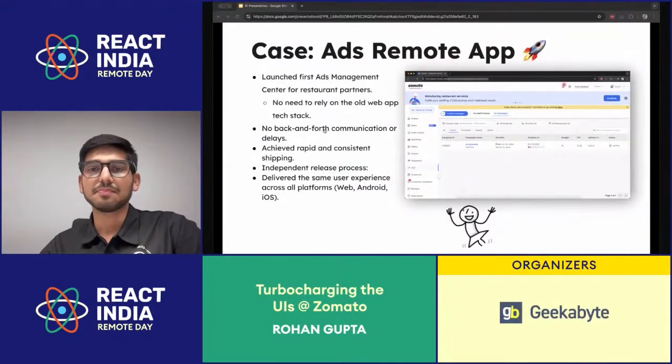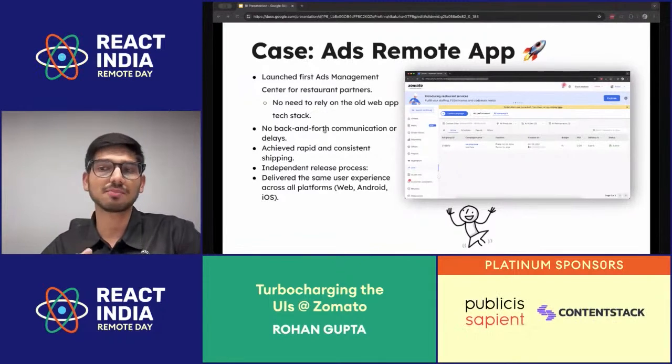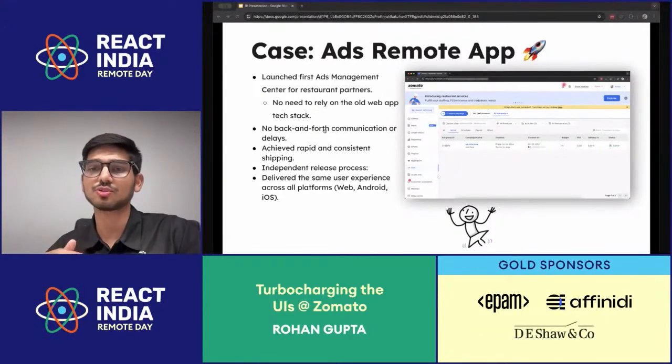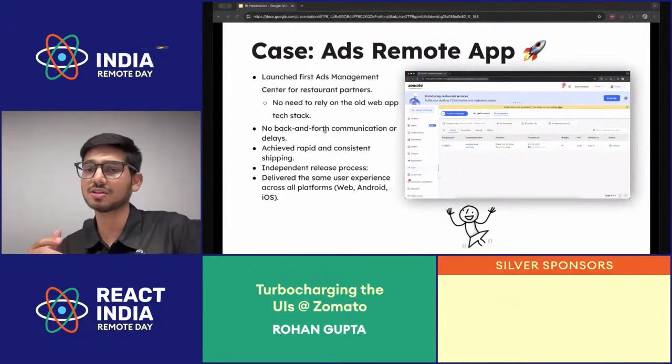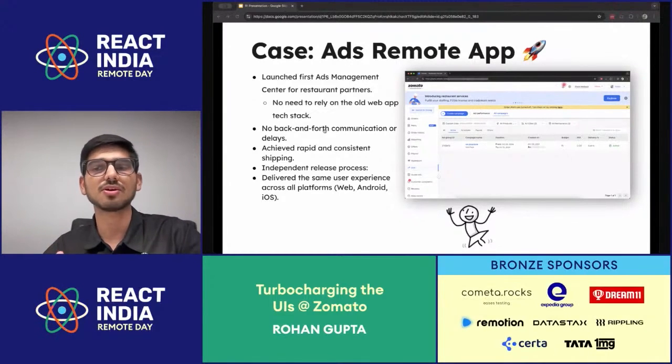Take the case of the ads tech team. They were able to build and launch their first ads management center for restaurant partners without even needing to mess with the older web app's tech stack. It was like they had their own sandbox to play in, and when it was done, it seamlessly plugged into the existing merchant app. Now, restaurant chains have even more power to manage their ads across the application. It all just works seamlessly, and no one had to coordinate on every little thing. This independent ad center can be easily opened inside any web, Android, or iOS application without having to worry about any dependency or access control.